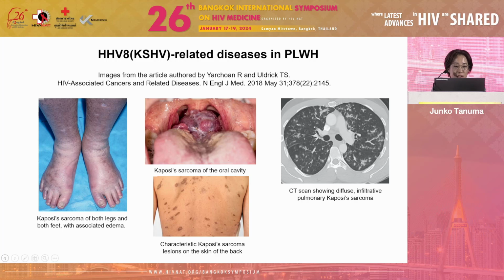Such lymphedema may be due to lymphatic obstruction, damaged lymphatic drainage, leakage from dilated lymphatics, or regional lymph node involvement. The picture in the upper middle shows Kaposi sarcoma in the oral cavity, and immune reconstitution syndrome after starting ART can exacerbate Kaposi sarcoma. So in the case of the oral cavity, we need to be careful because airway obstruction by an enlarged tumor can occur after starting ART. Kaposi sarcoma can also involve the lung. The CT scan image on the right shows diffuse infiltrations of pulmonary Kaposi sarcoma.